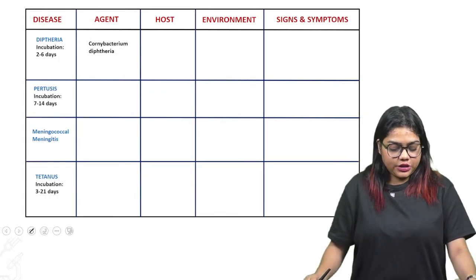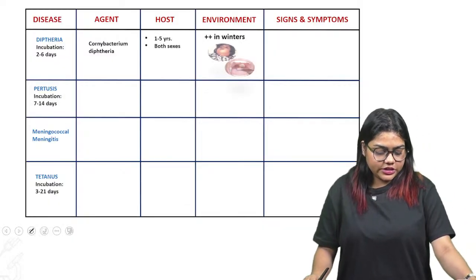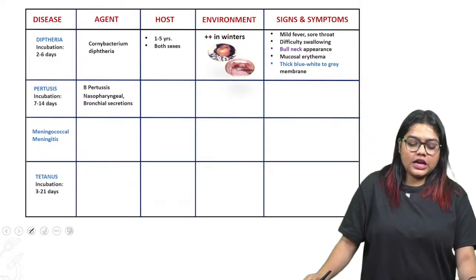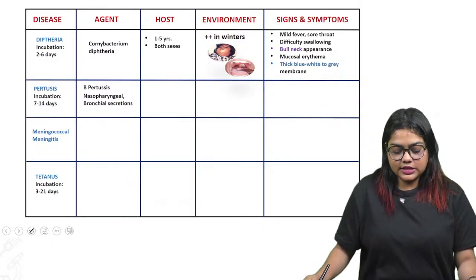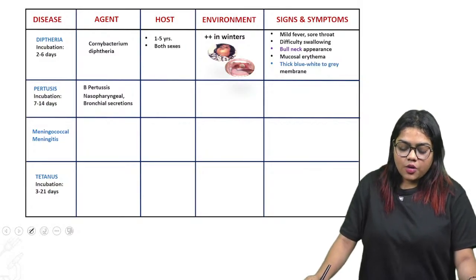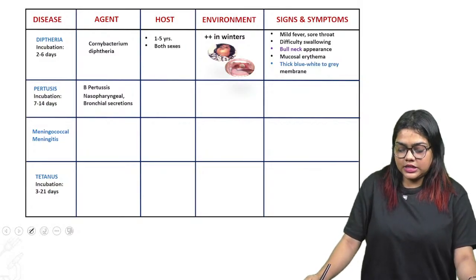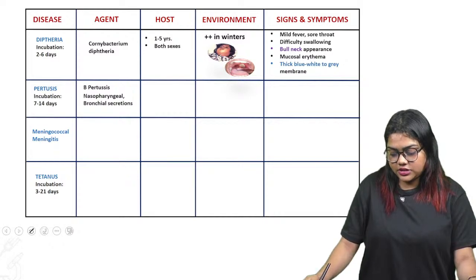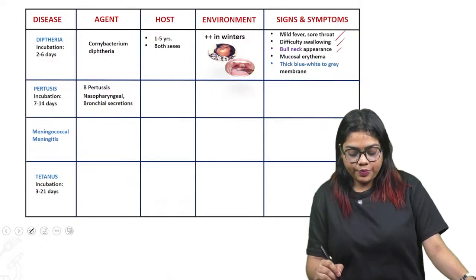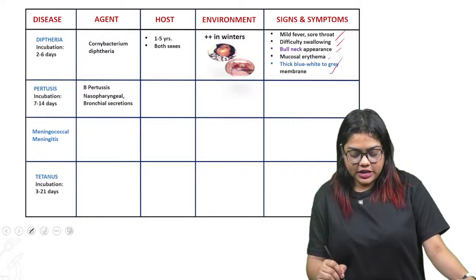Other than that, there are diphtheria, pertussis, meningococcal meningitis, and tetanus. For diphtheria, the incubation is 2 to 6 days. The agent is Corynebacterium diphtheriae. The host is 1 to 5 years, both sexes. The environment is winters, and signs and symptoms are mild fever, sore throat, difficulty in swallowing, bull neck appearance, mucosal erythema, and a thick blue-white-gray membrane.